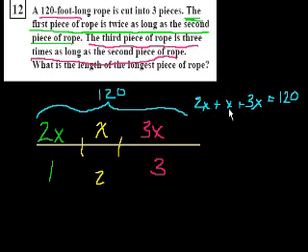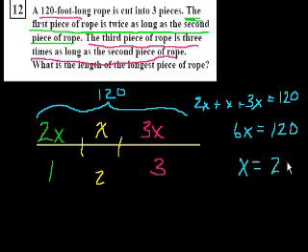So 2x plus x is 3x, plus 3x, you get 6x is equal to 120. You divide both sides by 6, you get x is 120 divided by 6, which is 20. All right, that's what x is. That's the second piece of rope, or the shortest piece of rope, because the other ones are some multiple of that length.